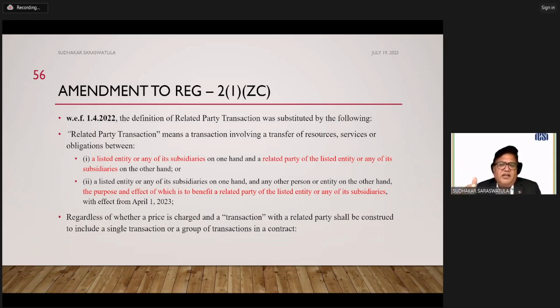As far as the second part of the amendment is concerned, most of these are camouflaged transactions, or we can say structured transactions, where you are trying to beat the law. You are trying to maneuver the law in such a way that you don't need to comply for these kinds of transactions that were there earlier. But this amendment has tapped that kind of transactions also. So regardless of whether a price is charged or not, that remains intact.